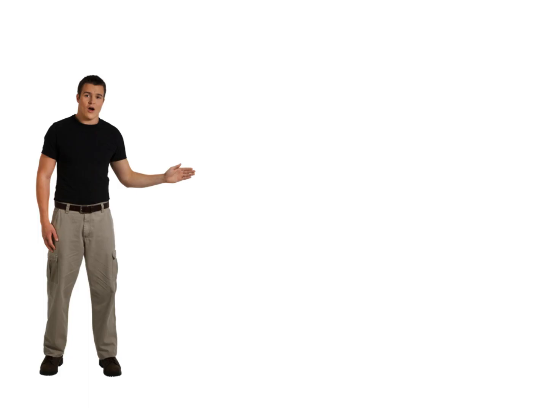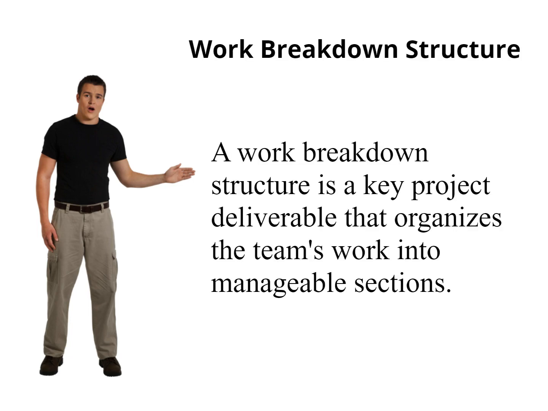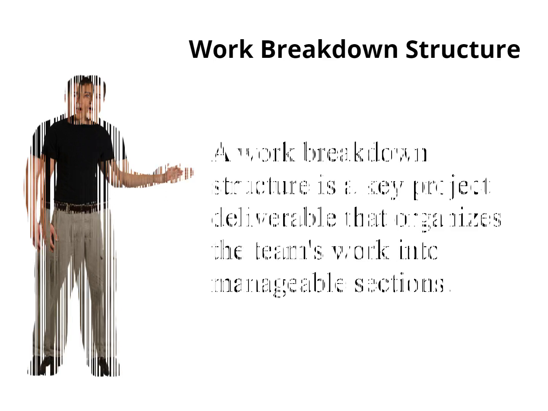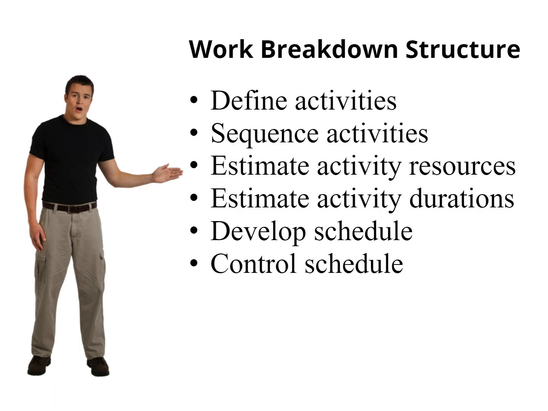Today we are going to talk about work breakdown structure. A work breakdown structure is a key project deliverable that organizes the team's work into manageable sections. According to the Project Management Institute, project time management includes the following elements: define activities, sequence activities, estimate activity resources, estimate activity durations, develop schedule, control schedule.